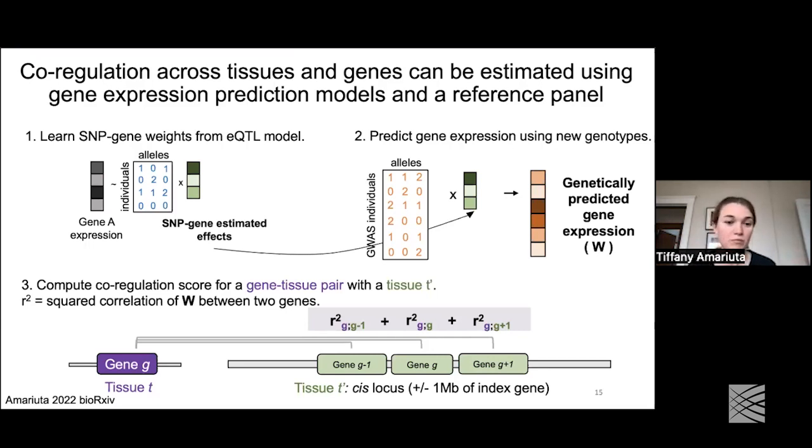Here, we use the genetically predicted gene expression, and I would call this W hat because it's estimated rather than being the true genetic component of gene expression. What we want to do is take the correlation of these values W hat across different genes and tissues with the focal gene G tissue T pair. So we would sum up the correlation of the sentinel pair with each gene in the locus with each other tissue T prime.